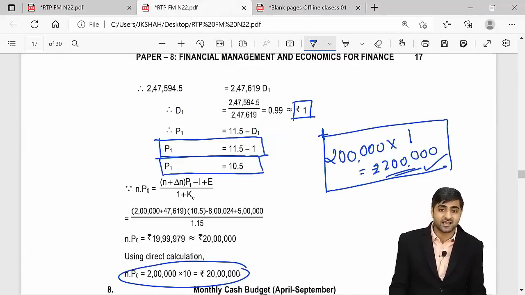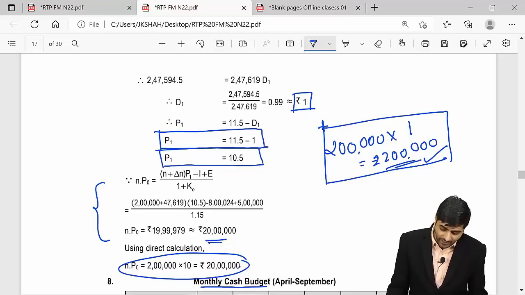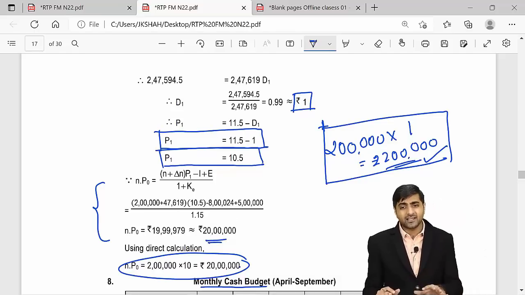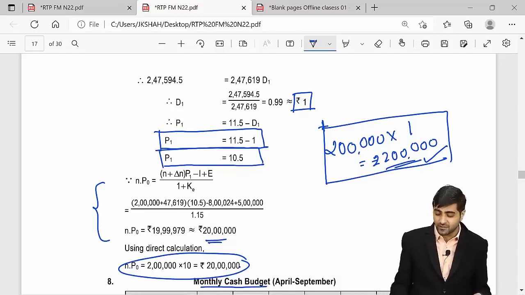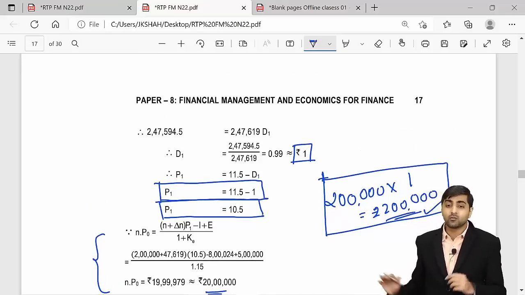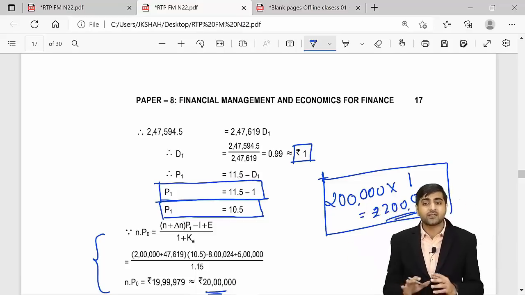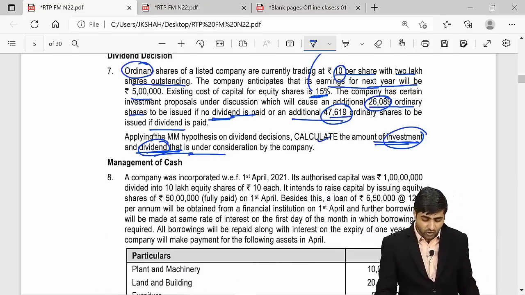Now the institute has done something extra here to calculate the value of the company. So your value of the company, calculated by taking all this data, will be nothing but 20 lakh rupees. Okay. So ideally this value of the company is just the extra part. We are just required to calculate up to the extent of dividend, and that will be 2 lakh shares into your 1 rupee of dividend, which is 2 lakh rupees. So with this, your question number 7 also gets completed.